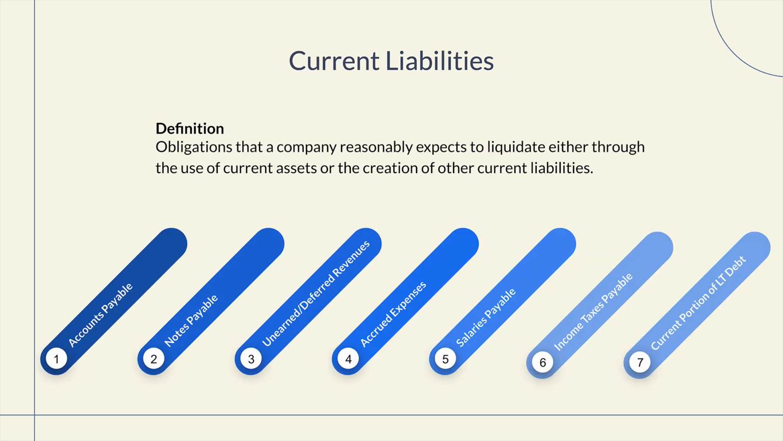Current liabilities represent obligations that a company reasonably expects to liquidate through either the use of current assets or the creation of other current liabilities.